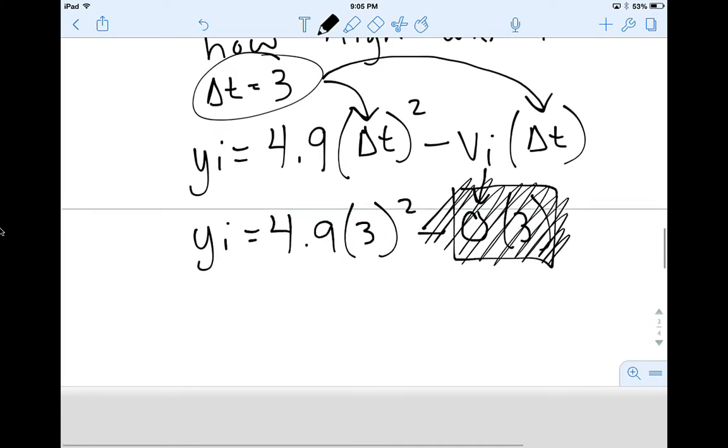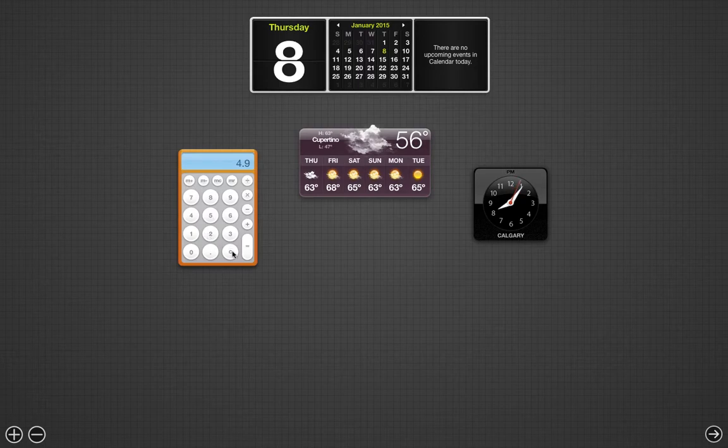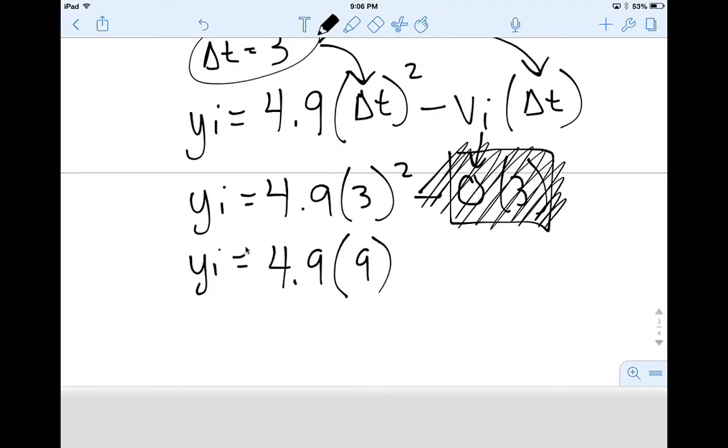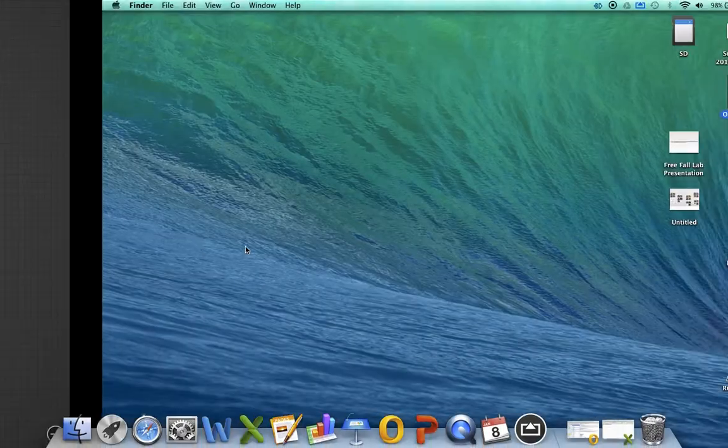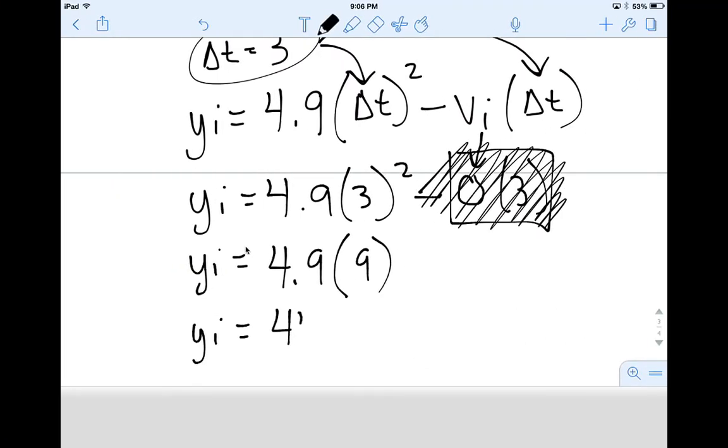All right, now I've got pretty easy. So I've got yi equals 4.9 times 3 squared. Well, 3 squared is 9. So let's do 4.9 times 9. Pretty easy, 44.1. So yi equals 44.1 meters. So that's how we can use that equation.